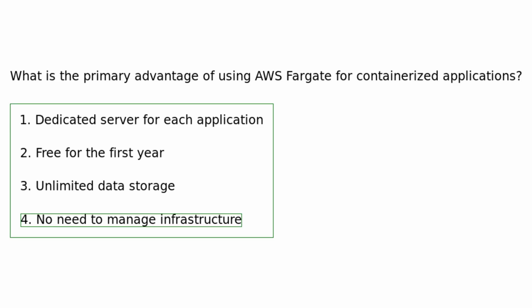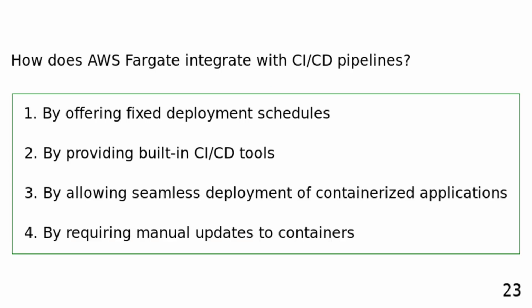The primary advantage of AWS Fargate is that it abstracts away the infrastructure management, allowing users to focus on their containerized applications. How does AWS Fargate integrate with CI/CD pipelines? By offering fixed deployment schedules. By providing built-in CI/CD tools. By allowing seamless deployment of containerized applications. By requiring manual updates to containers.